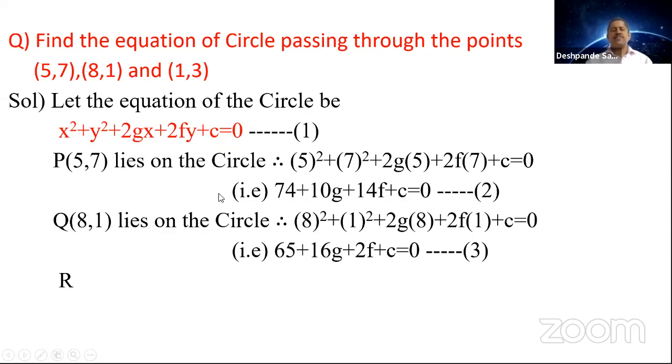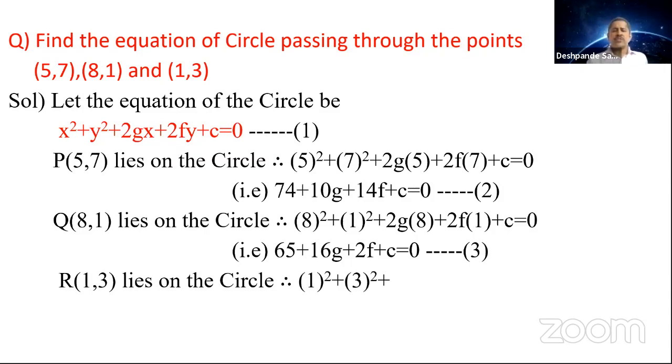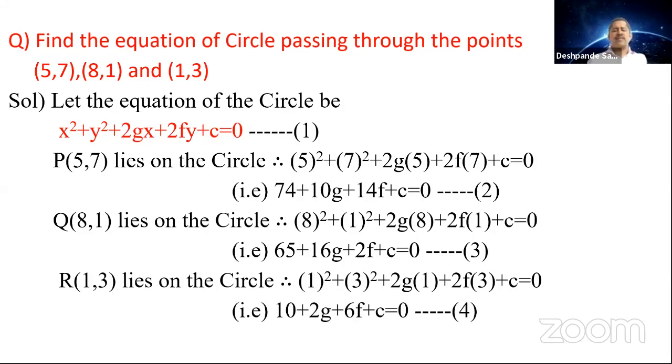Likewise, take the third point. 1, 3 lies on the circle. So you can put the value of x as 1 and the value of y as 3. So what is it you get here? 1 square plus 3 square plus 2g into 1 plus 2f into 3 plus c is equal to 0. So 1 square plus 3 square is 10. So you get the equation as 10 plus 2g plus 6f plus c is equal to 0.